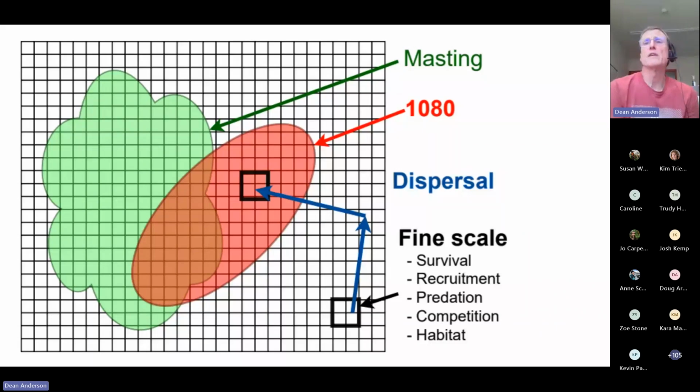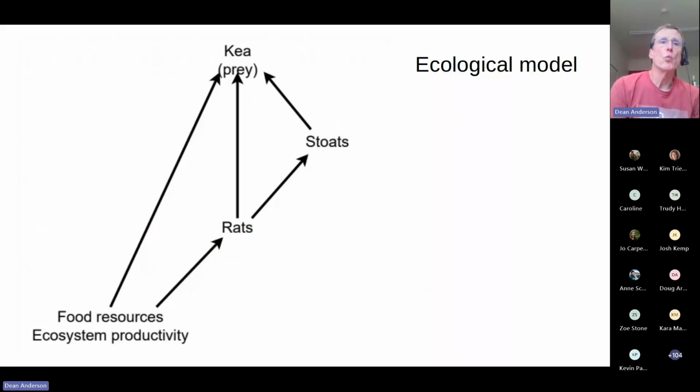And then at broad scale, we have dispersal events, we have 1080, and we have masting or different forest productivity going on. And so we have this basic ecological model, which is fundamentally driven by forest or ecosystem productivity. And that influences rat dynamics, which we've heard a lot about in these talks. And rats then influence stoats. The more rats there are, the more stoats there are. And these three things, resources, rats, and stoats, all then influence our prey species. And in the case of this particular example, it's Kia. So that's sort of our base ecological model.